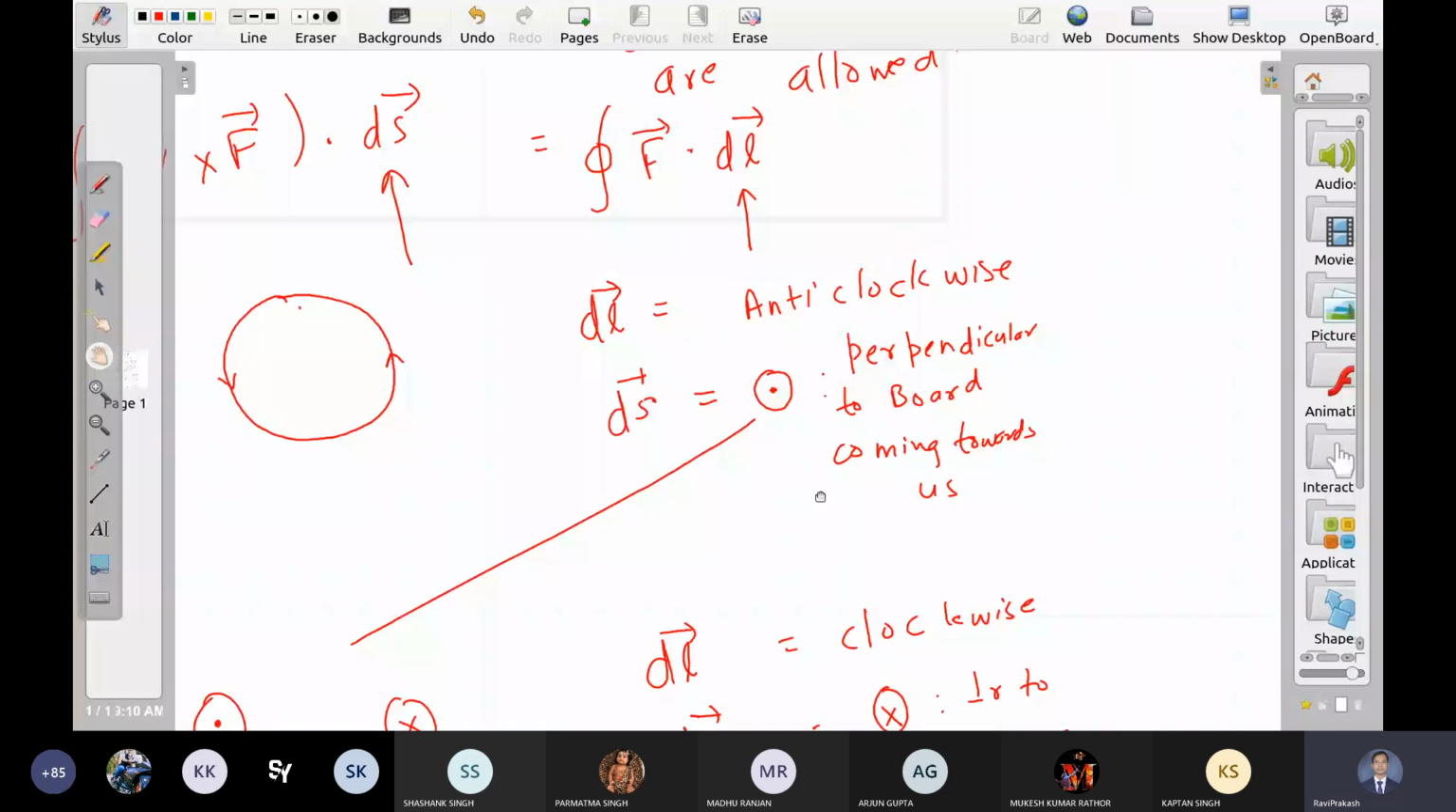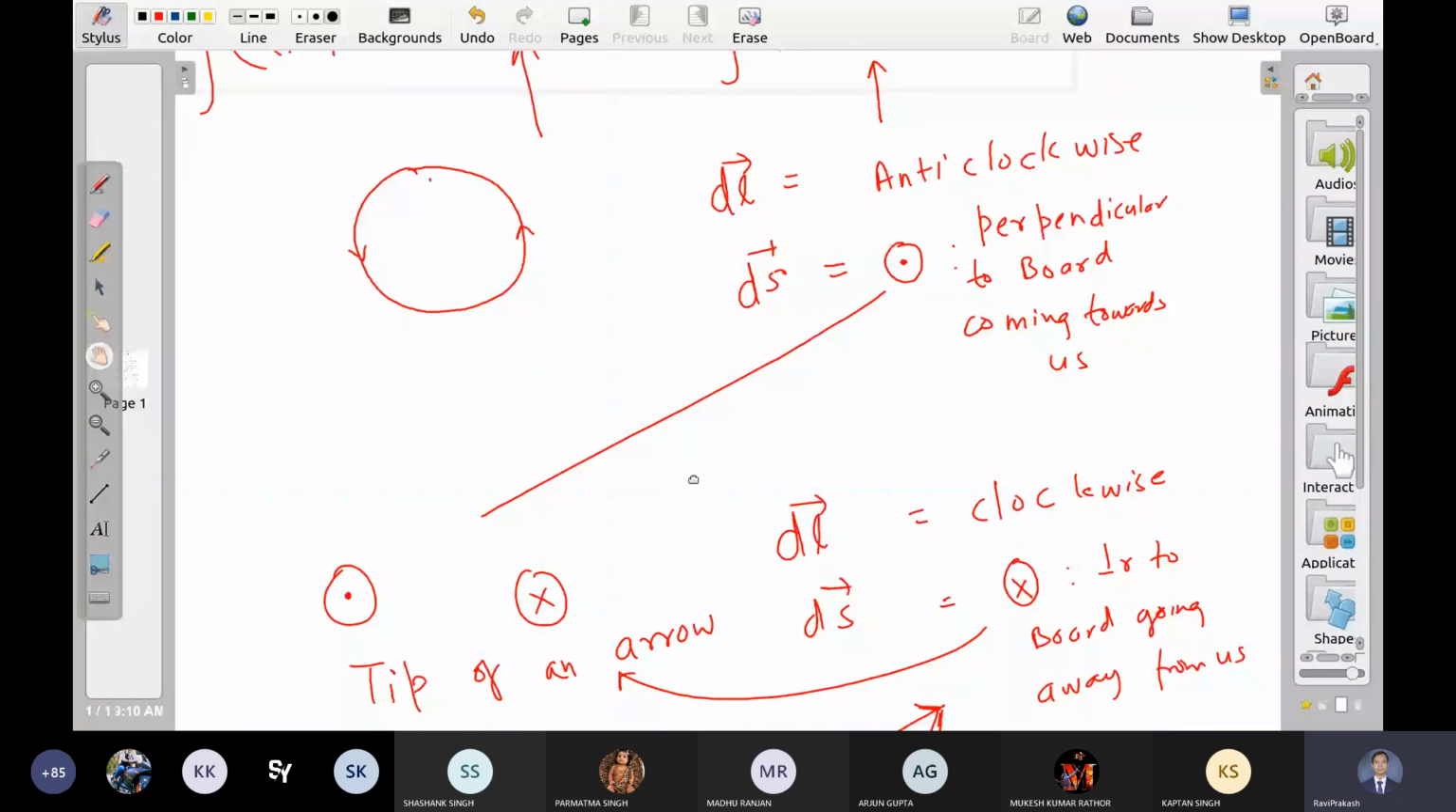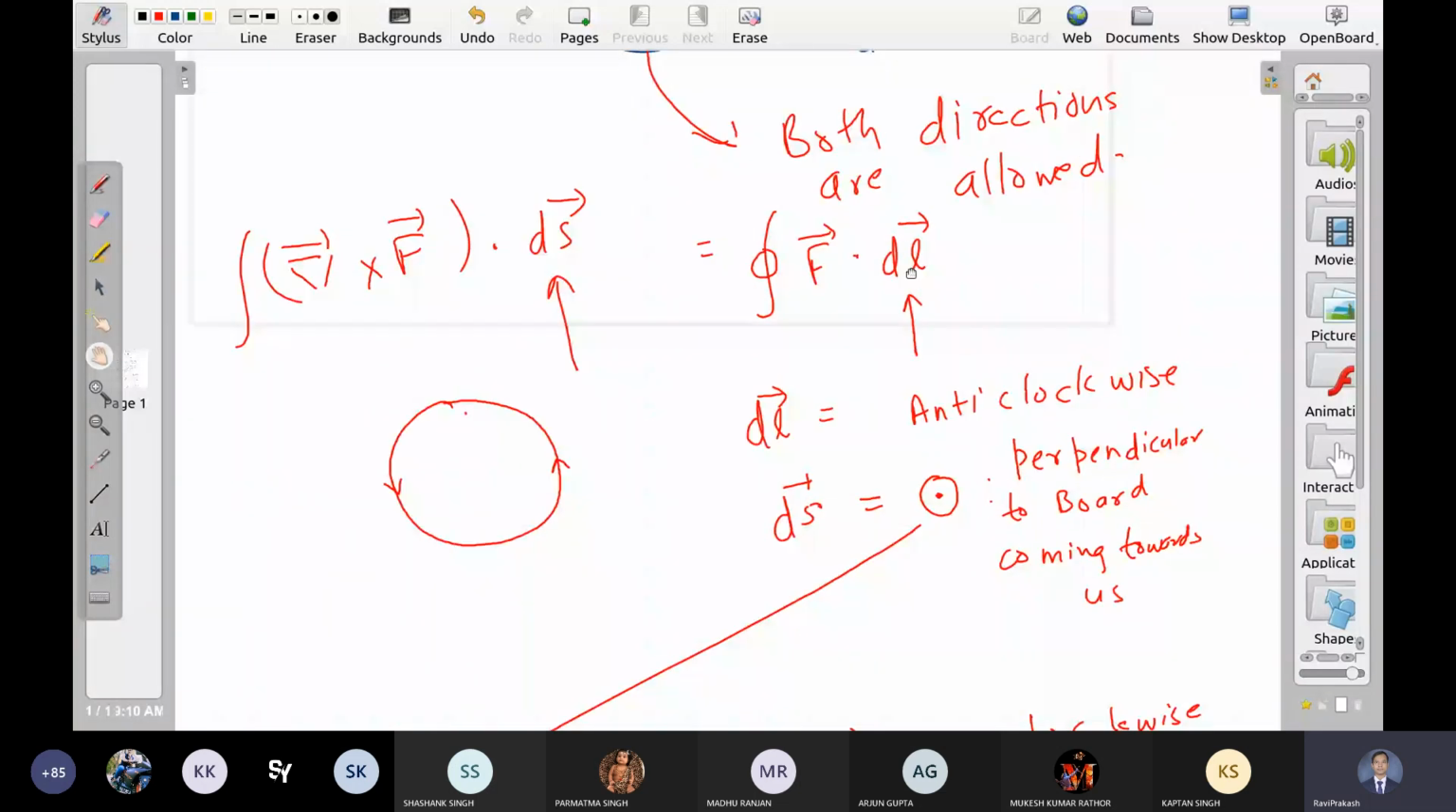So if you take dl to be negative, let us say dl to be clockwise, you will also get a negative sign on the left hand side as well. So either you will put a positive sign on both sides or a negative sign on both sides. Your answer will always be the same.